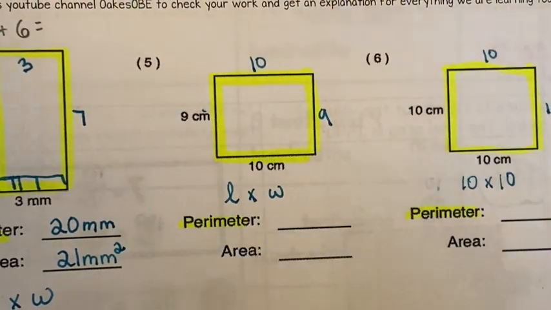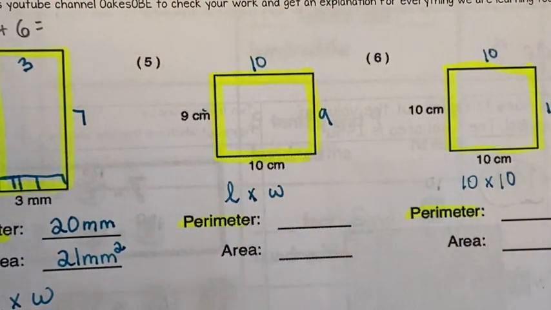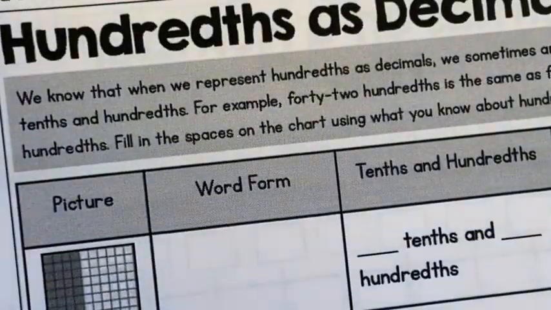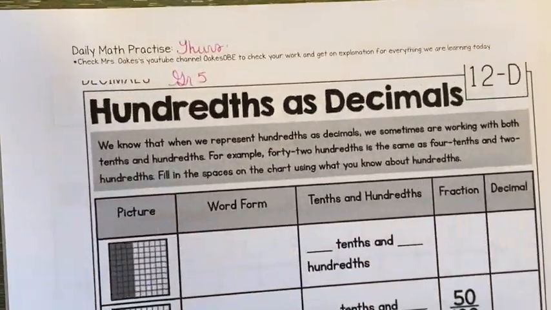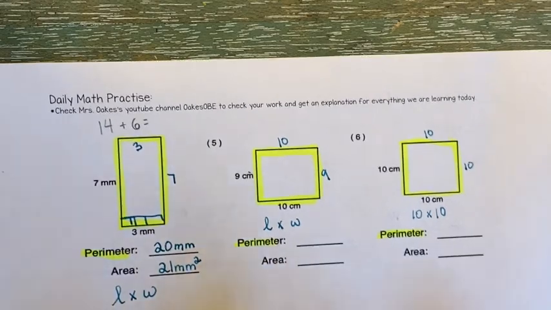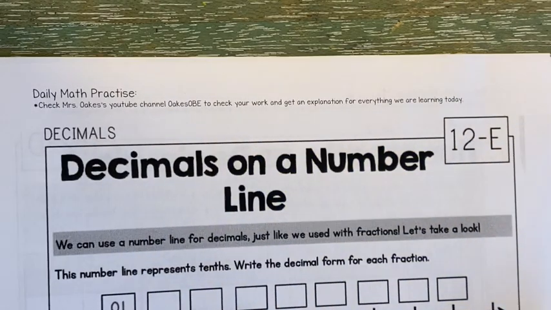Okay? All right. Now, I am going to go to the next part of the assignment for today. So for you, this is page 2. And you're going to pause the video and work on these 2 on your own, right? And then you're going to come back to work on decimals on a number line with me.